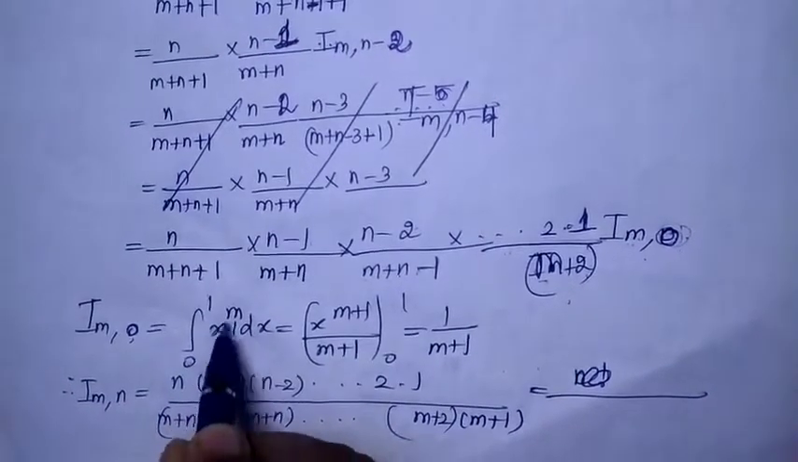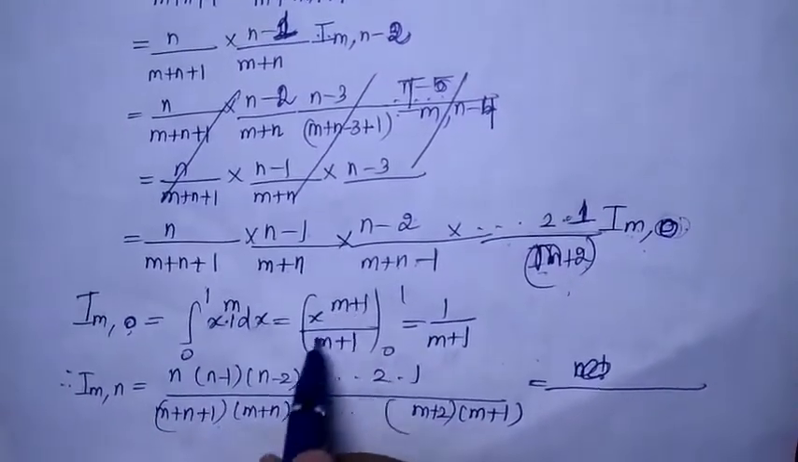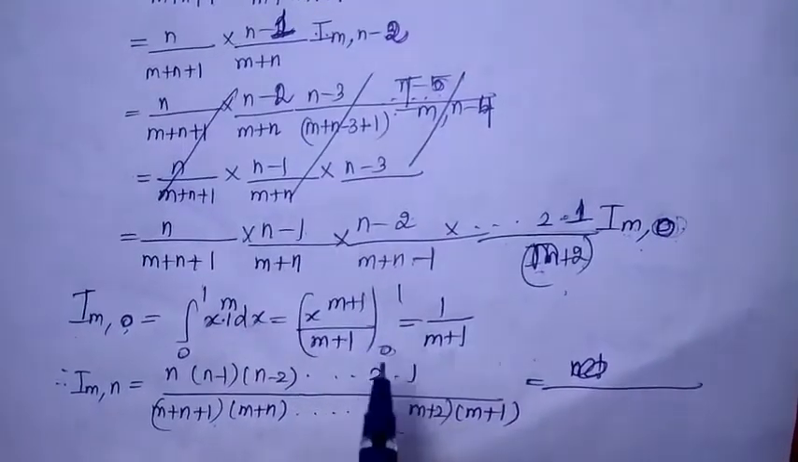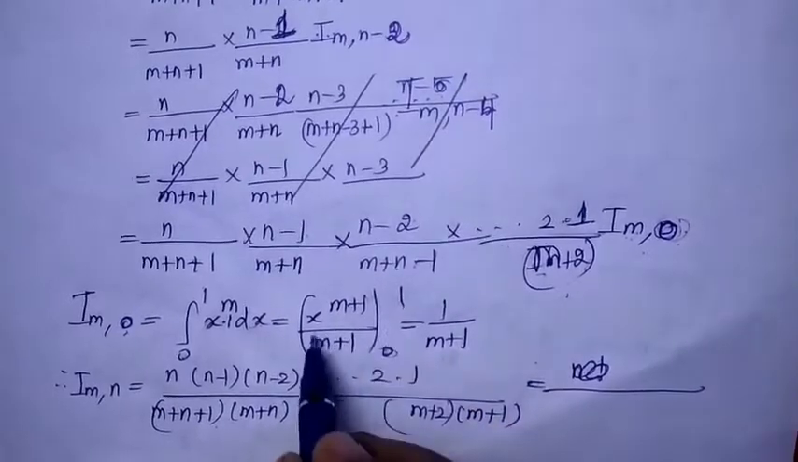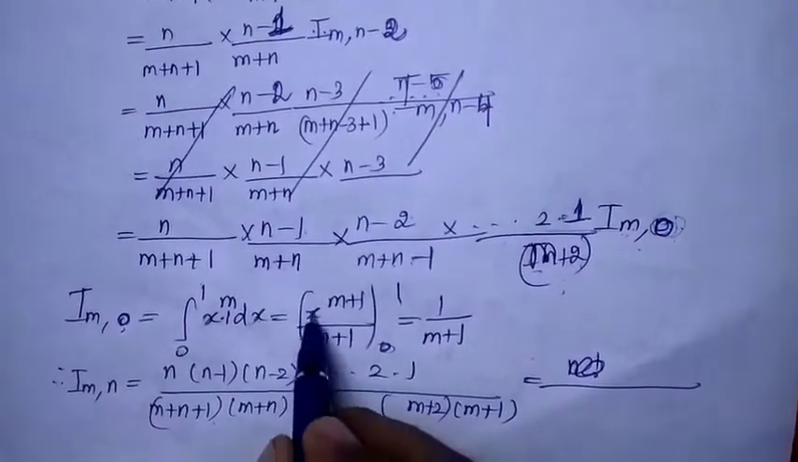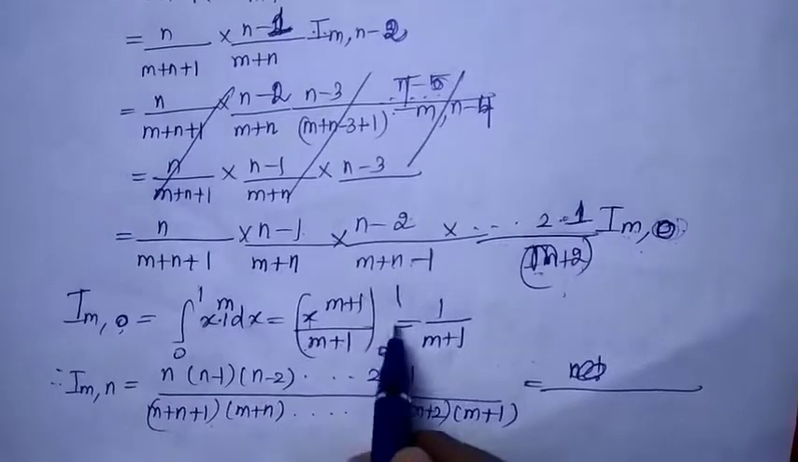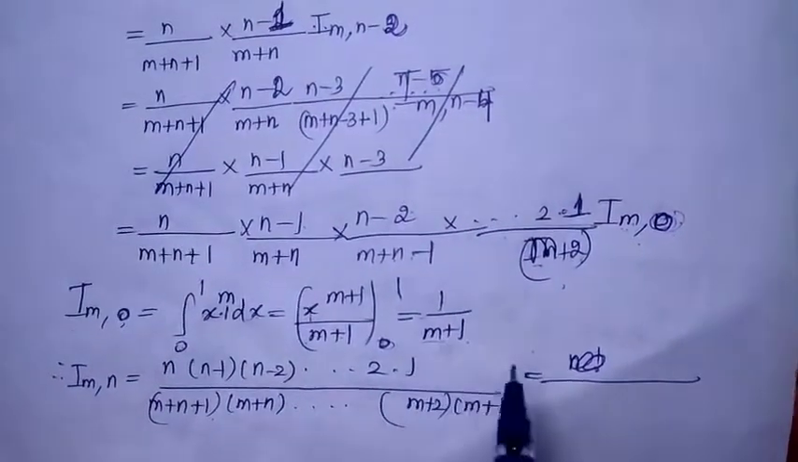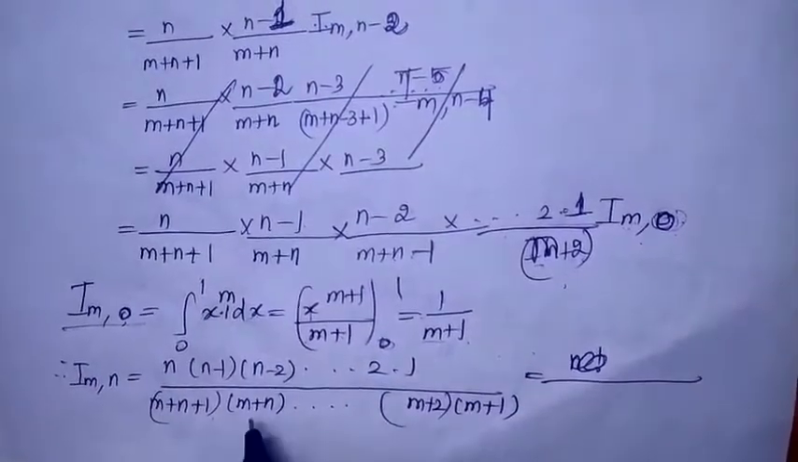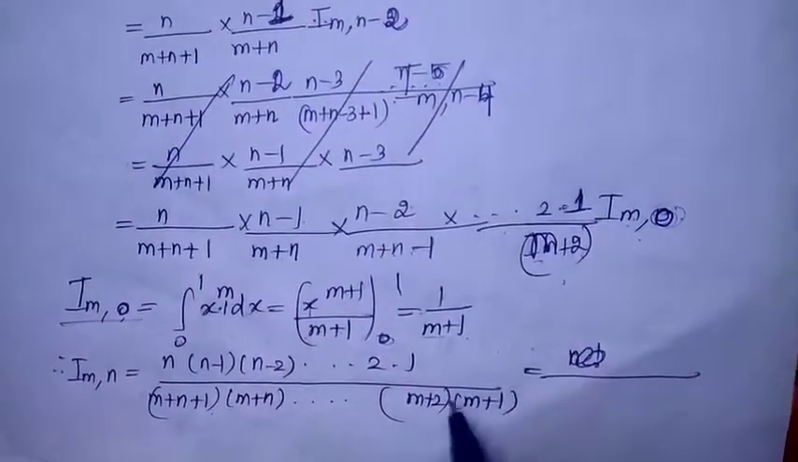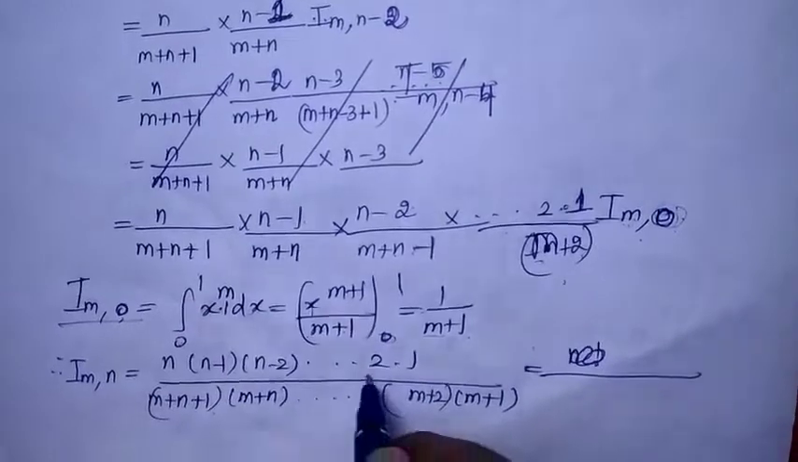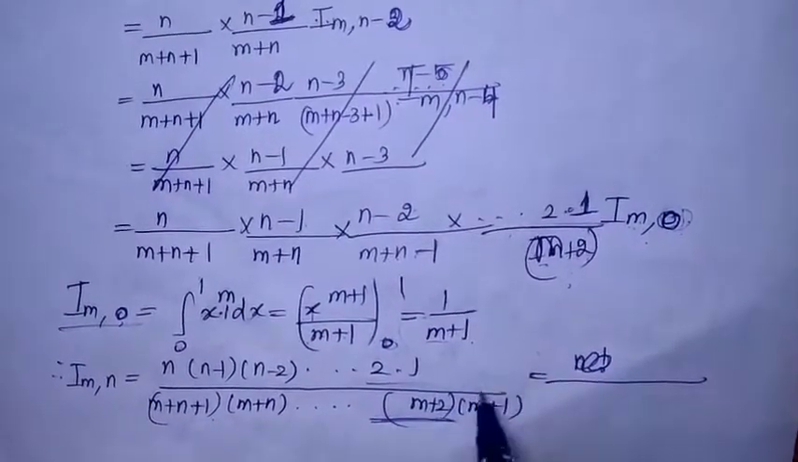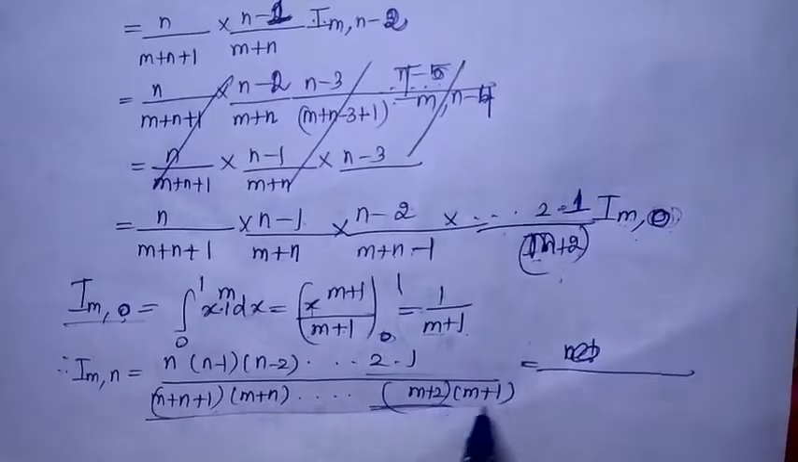So x power m into dx will become x power m plus 1 by m plus 1. This is integral 0 to 1. Okay, so limit 0 to 1. Substitute the limit. First you have to substitute 1: 1 by m plus 1 minus 0 by m plus 1. 0 by anything will become 0. So 1 by m plus 1, right? So we have got the integral. So now you substitute in the place of I(m, 0). Substitute the value. So already we have m plus 2, now I(m, 0) is 1 by m plus 1. So it will be ending with m plus 1.